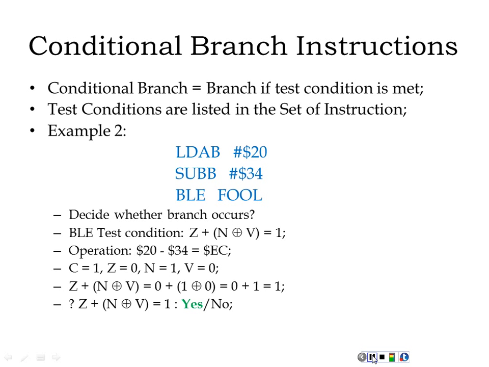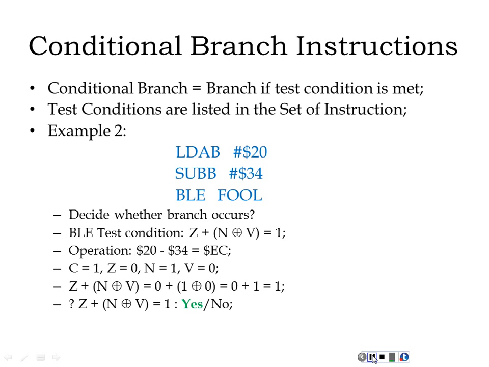To decide that, we looked at 3 lines. We started from line 1, and then we looked at line 2. This is basically a subtraction, because you are loading something into B and then you subtract from B. We did the subtraction here: 20 minus 34, we got EC, and we checked all the flags. Okay, we know how to calculate the flags, right?